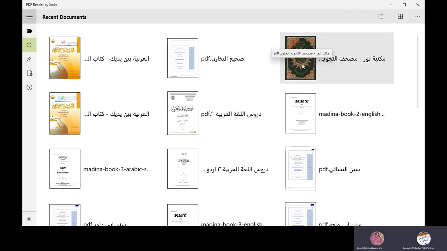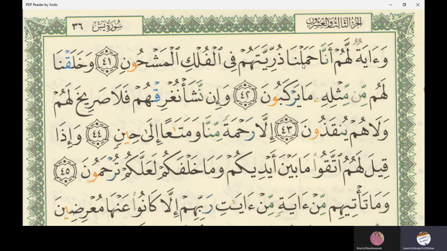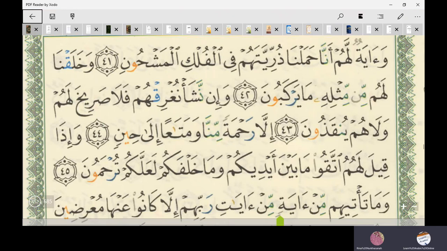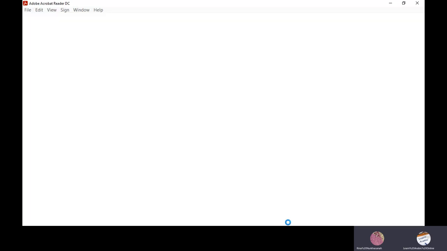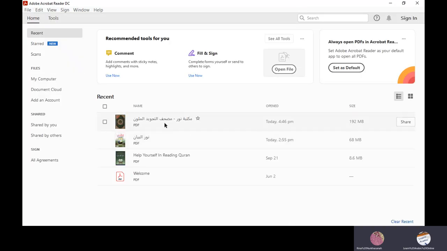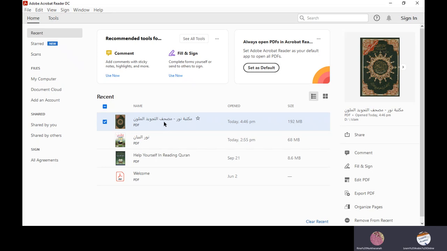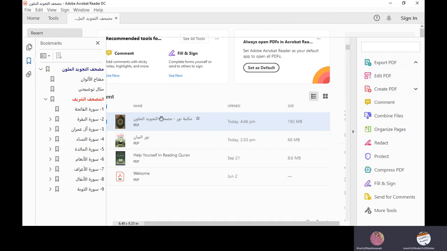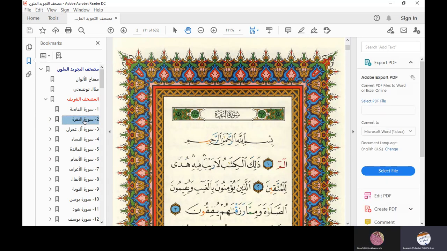Okay, do you remember the 20 ayats that you memorized? Do you remember the Quranic ayats that you memorized? Inshallah. Okay, read them without looking at the Quran. Really? Okay. Okay, don't look at it. I have opened it, but don't look at it.